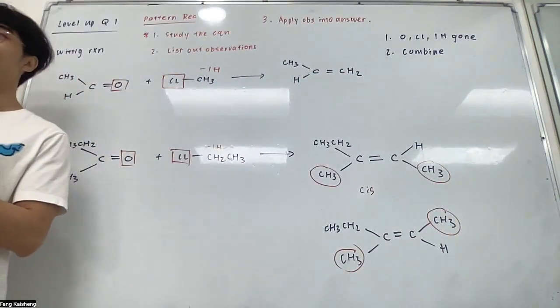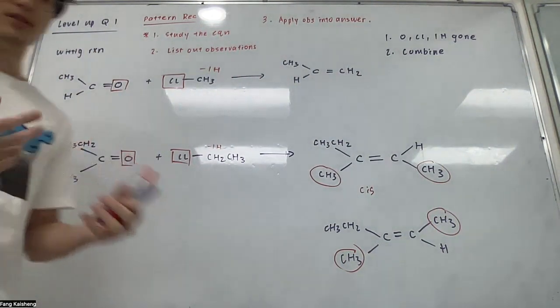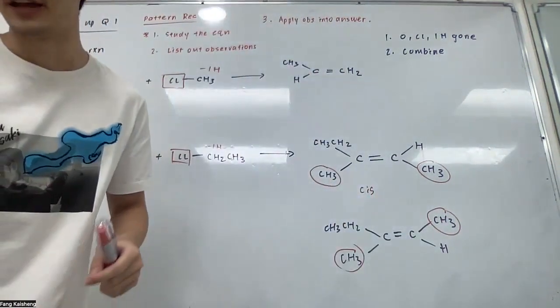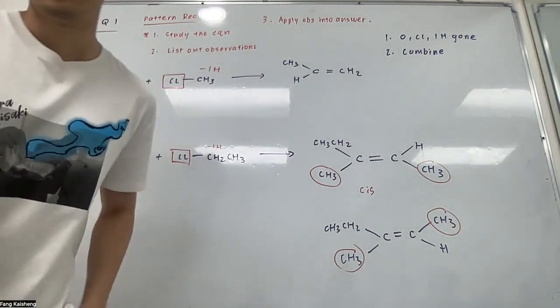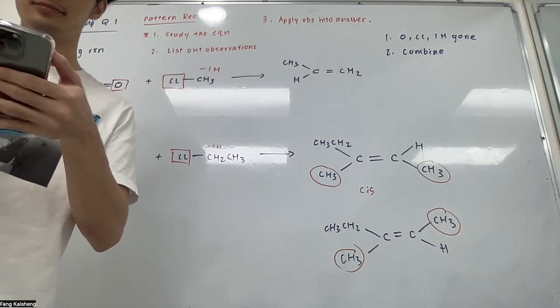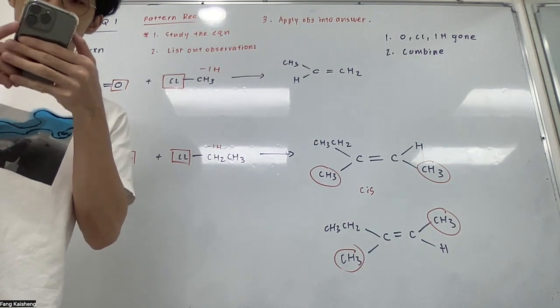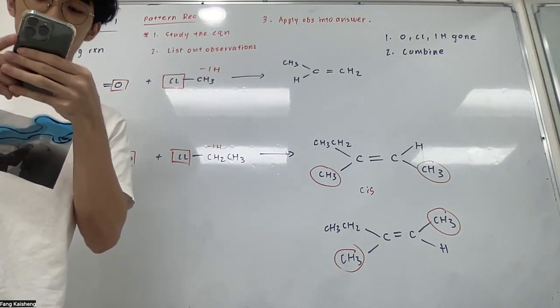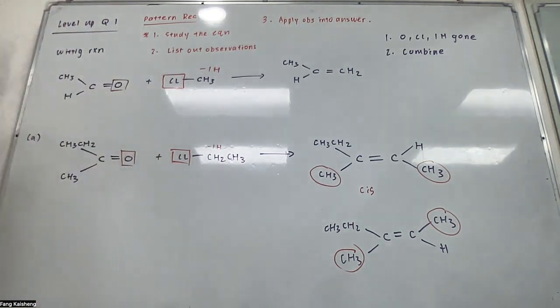So this is an introduction to pattern questions or pattern recognition. So expect more to come. With that, can you all try part B? What do they want here? What are we supposed to do here for part B?